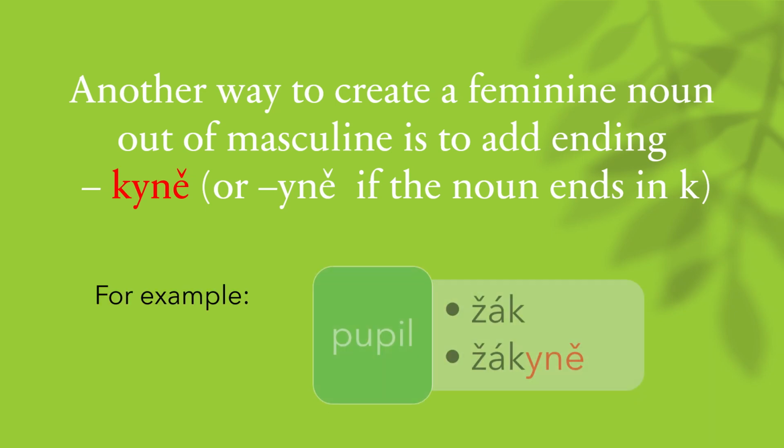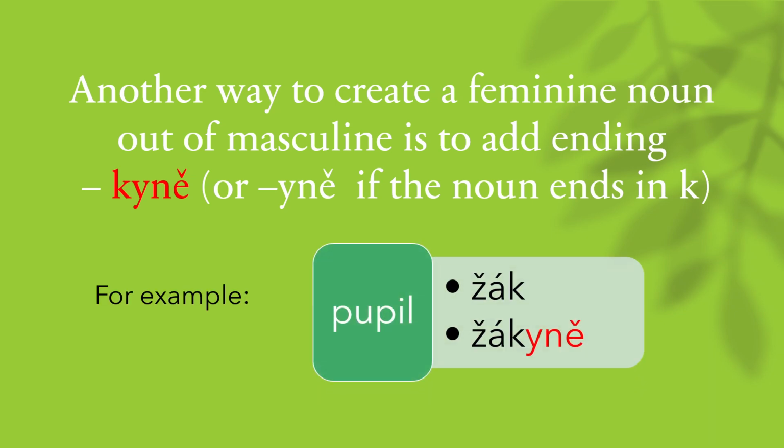Another way to create a feminine noun out of a masculine is to add ending kyně or ině if the noun ends already in K. For example, the noun pupil in Czech is žák, the male version, and the female version would be žákyně. Žák, male pupil, and žákyně, female pupil.